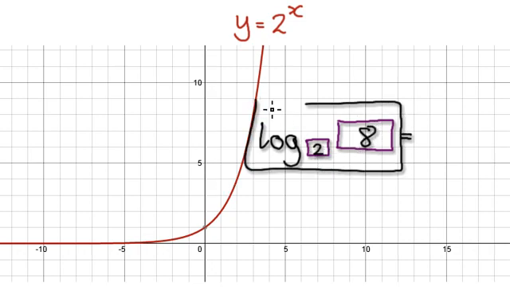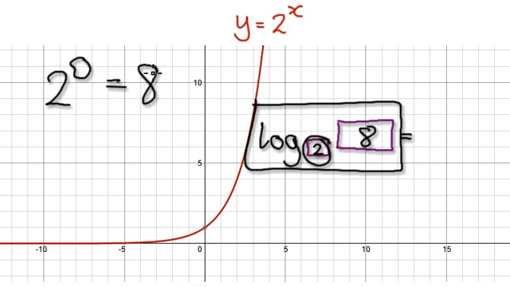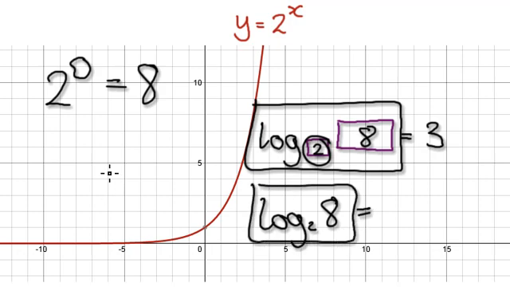So when you see this here, in your mind you should be thinking 2 to the power of what will give me 8. And the answer here would be 3. So if I were to write this here, then when you see this, you should visualize 2 to the power of what will give me 8 here, and the answer here would be 3.